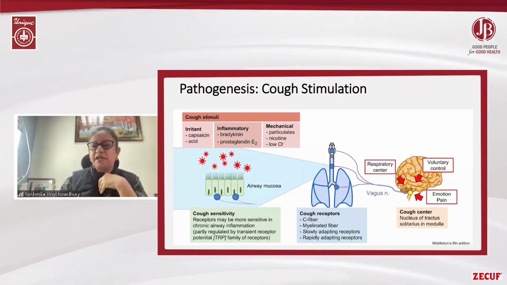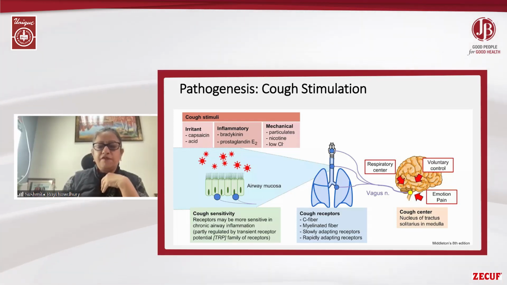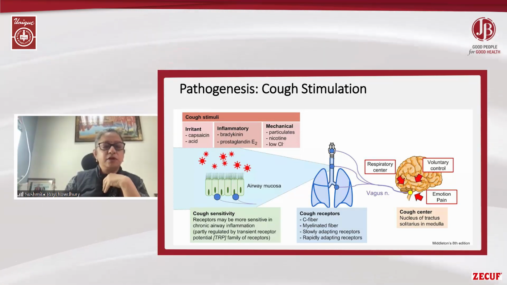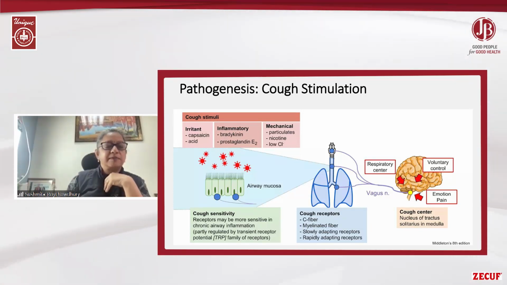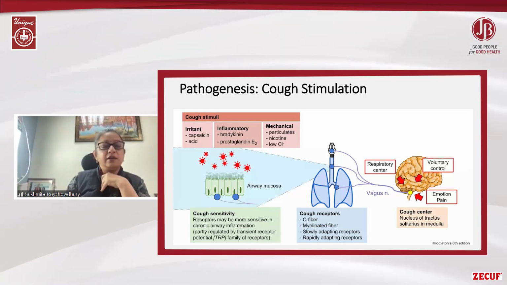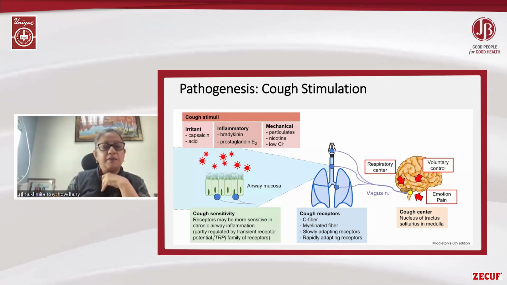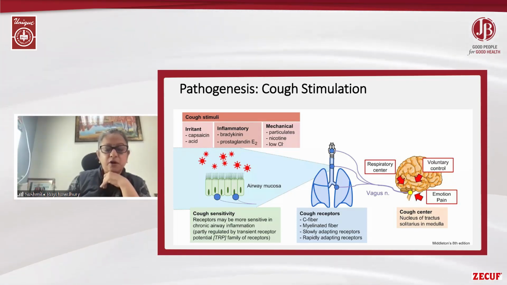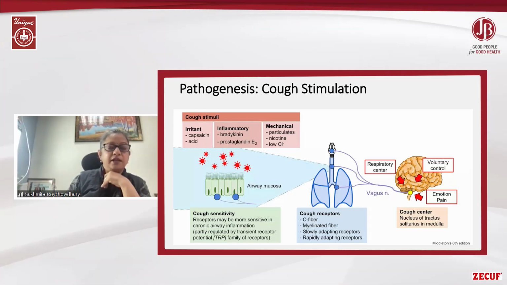And the cough stimulation, as we said, can be central, it can be from the cough receptor fibers in the airways and cough sensitivity receptors in the airway mucosa, stimulated by irritants such as capsaicin, such as acid. Inflammatory stimulants can be bradykinin and prostaglandin E2, and mechanically, as in air pollution caused by particulates, by smoking, as in liquid nicotine and low chloride levels. So these are the stimulants which can irritate either the neural system, which then through cough fibers, the cough receptors in the airways, and then airway mucosa, which are cough sensitive, lead to coughing.